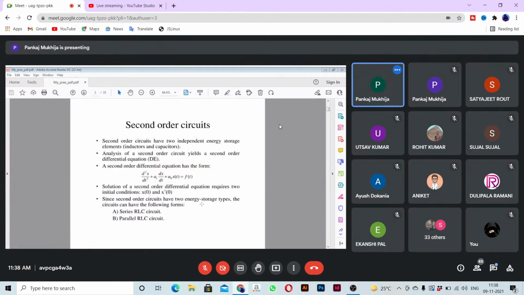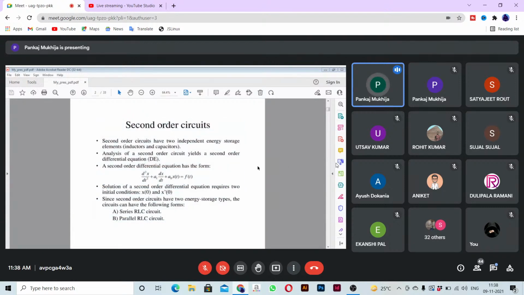Okay. In this case, we will basically have two energy storage elements, inductors and capacitors. That's the main difference. For a first order circuit, you have only a single energy storing element, but now you have two energy storing elements, and you will have a second order differential equation. I have given a sample.